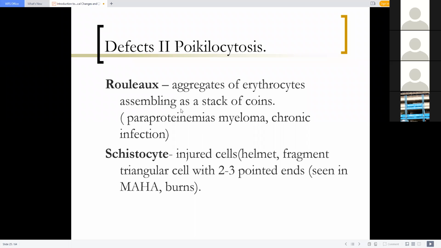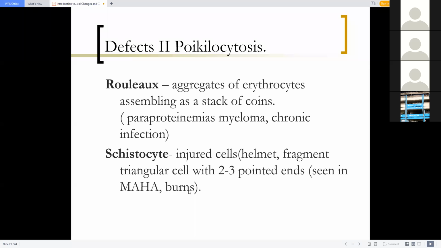You'll have a lecture on multiple myeloma, and one of the investigations they do in multiple myeloma is a peripheral blood film, and usually we see this rouleau formation. Okay, so then there are schistocytes that we also described, and helmet cells also fall under the group of schistocytes. So schistocytes are just injured red cells. They're fragmented. They're just fragments of red cells, and they occur in many conditions.